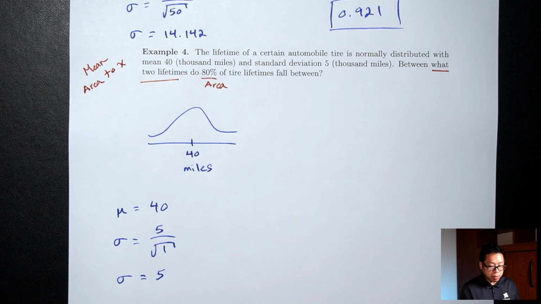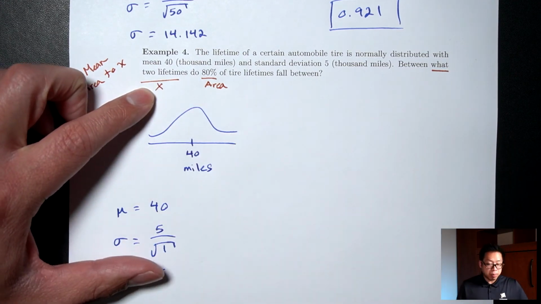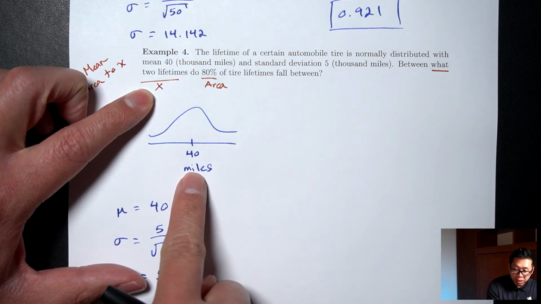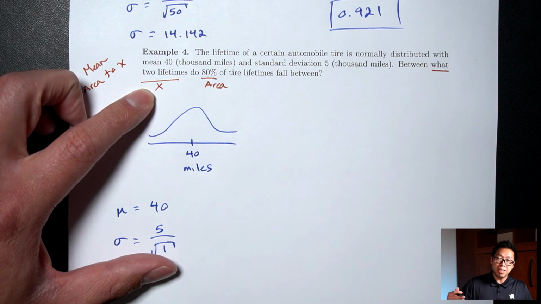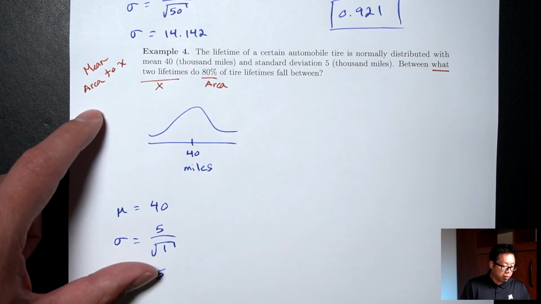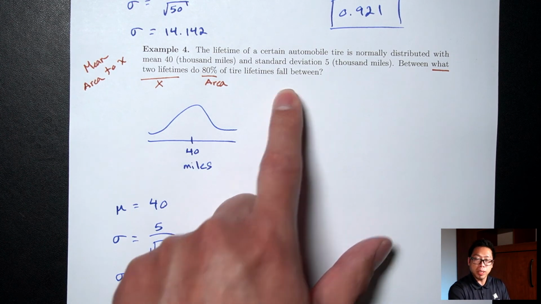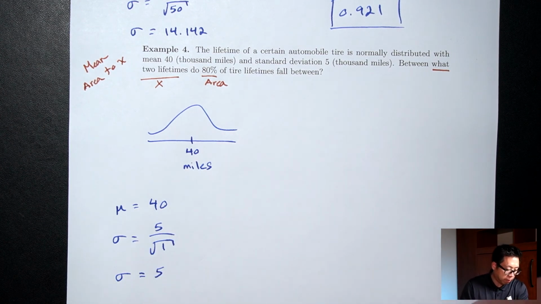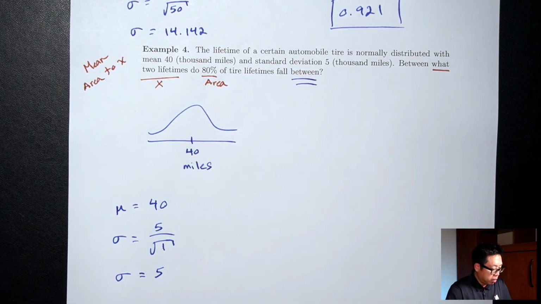Another way to think about it is the question is asking what two lifetimes, right? Lifetimes are miles on the x-axis. So I want to end with an x when I finish the question. So area to x ends with an x. Okay, shaded left, shaded right, shaded between. Obviously between. So this is going to be shaded between.